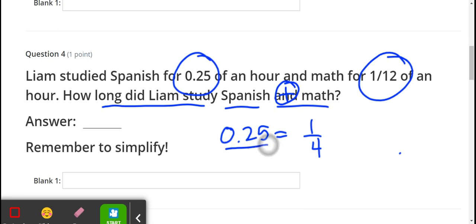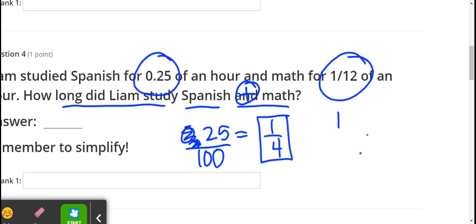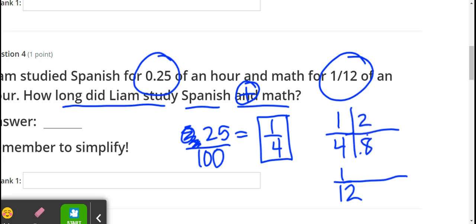1/4 is 25. But we can also put the decimal over a whole number, or a decimal over place value, and then that would be 25 hundredths, which also simplifies to 1/4. So now we're going to add them. We have 1/4 and 1/12. And let's do, this is 2/8 and then 3/12.